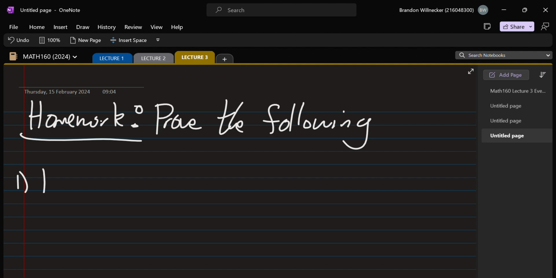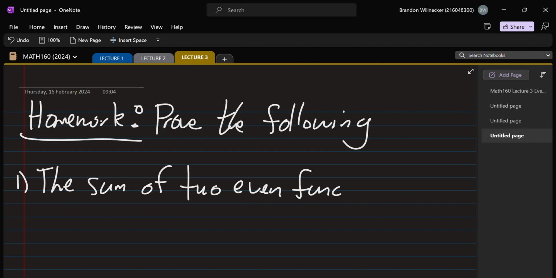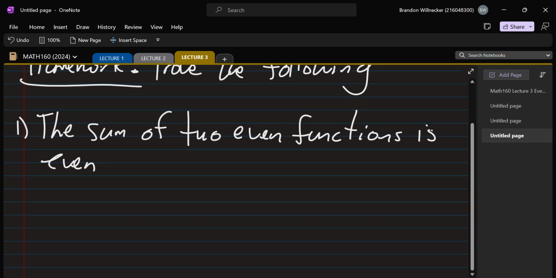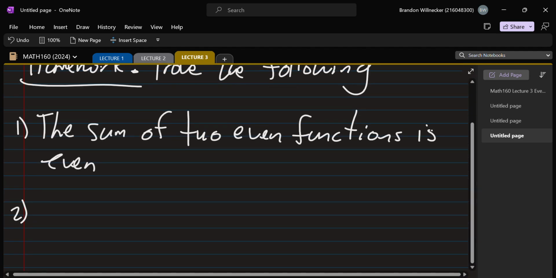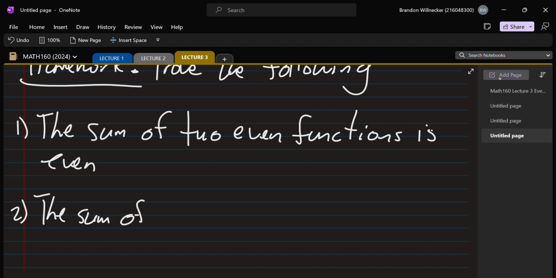Okay, so number 1, the sum of 2 even functions is even. Okay, number 2, the sum of 2 odd functions is odd.